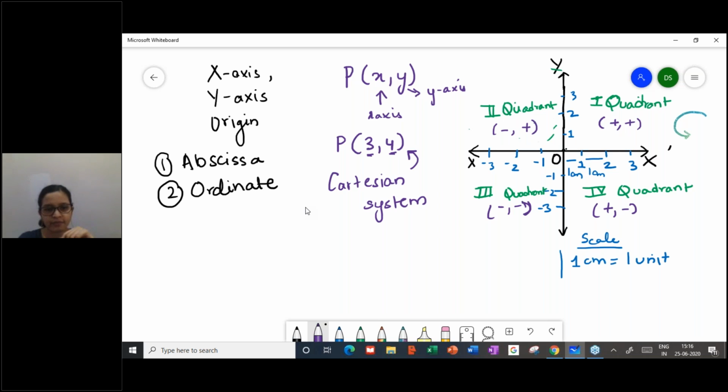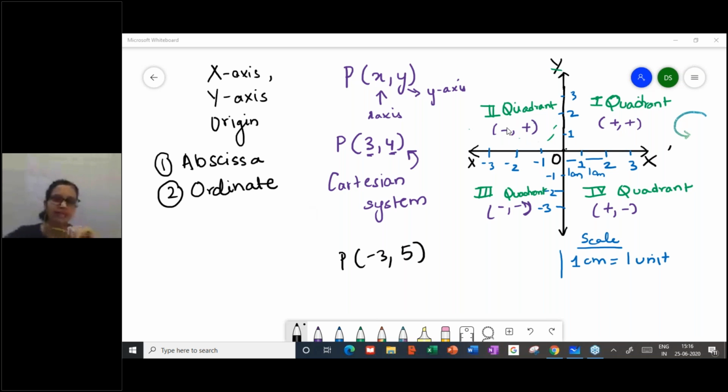The first kind of questions you encounter in this chapter will be, they will just give you some point. For example, let's say P(-3, 5). And they are going to ask you which quadrant this point lies in. Can anybody answer?